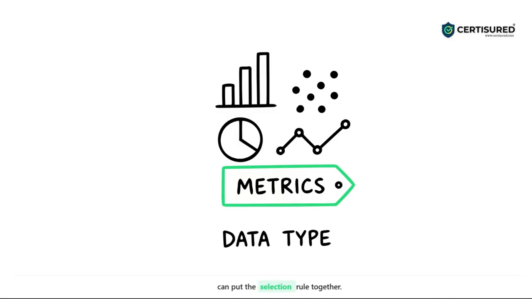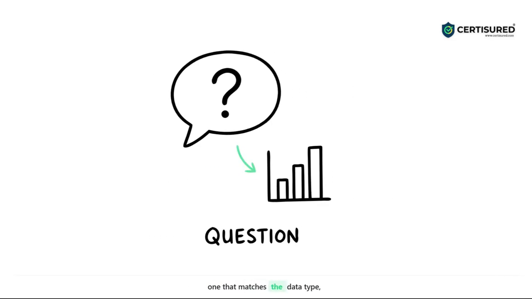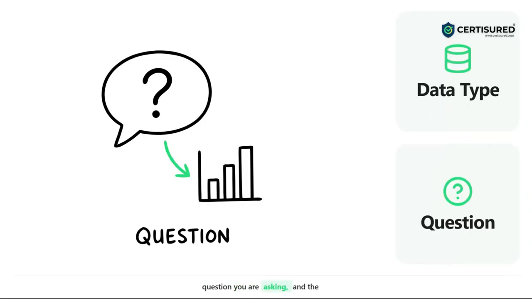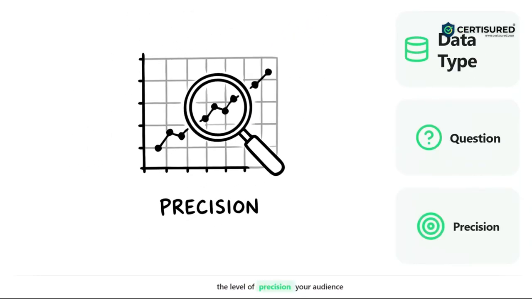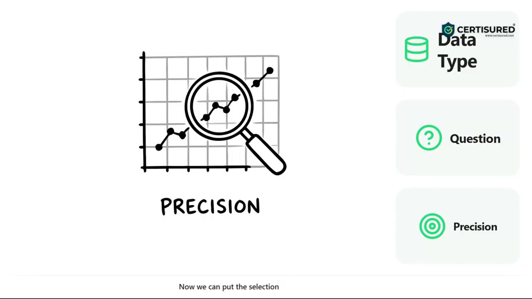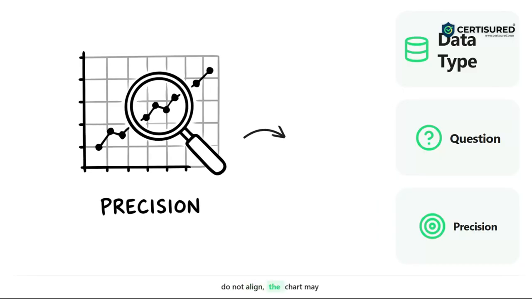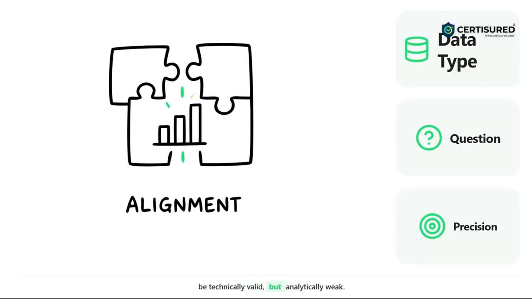Now we can put the selection rule together. The best chart is the one that matches the data type, the question you are asking, and the level of precision your audience needs. If those three do not align, the chart may be technically valid, but analytically weak.